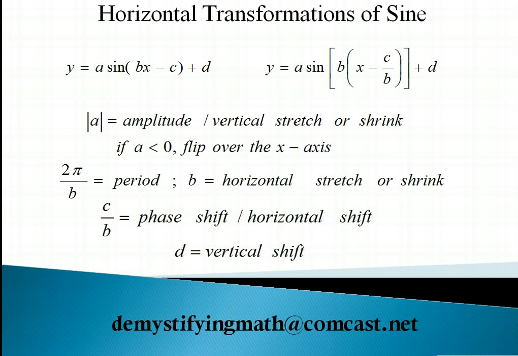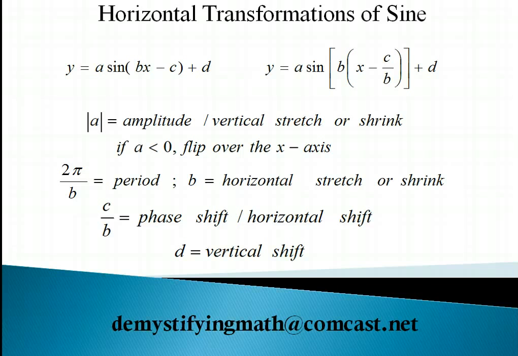Okay, we've seen a lot so far. In a previous video, we discussed the amplitude change. That's when your sine is multiplied by a number. And we also saw in this video a period change. So when x is multiplied by a number, it changes the period. So 2 pi divided by that number multiplied by x is going to give you a new period.